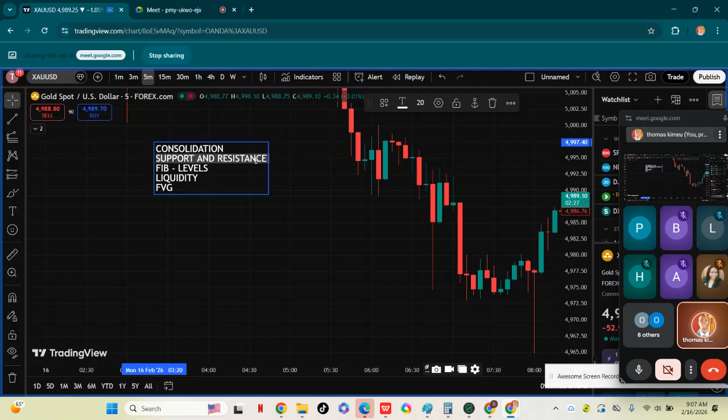You can do support and resistance. You can draw the fib level. Those are the levels. And you can also do the fair value gaps. Then you send a screenshot. Remember, practice makes perfect. Okay. So see you in the next one.